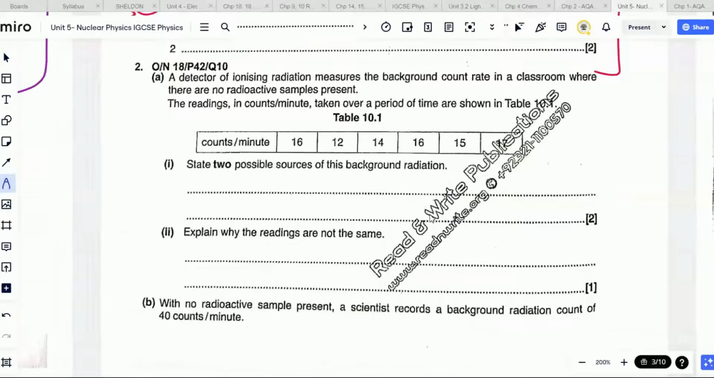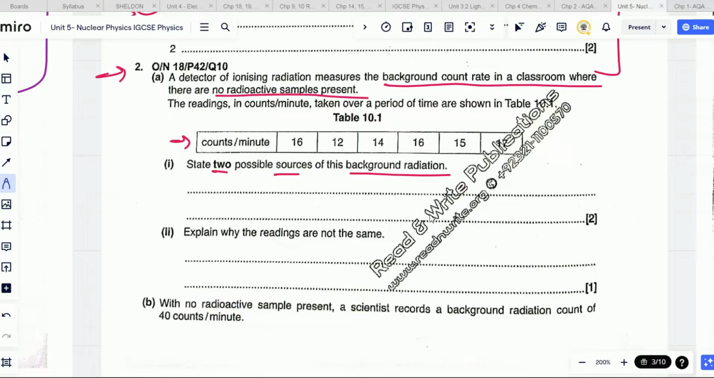Okay, let's have a look here. A detector of ionizing radiation measures the background count rate in a classroom where there are no radioactive samples present. Then they are saying that the readings in counts per minute taken over a period of time are shown over here. These are the counts per minute readings. They are saying state two possible sources of this background radiation.